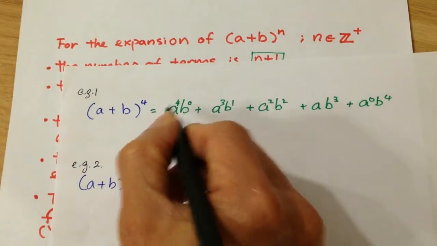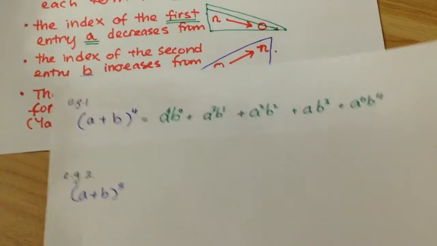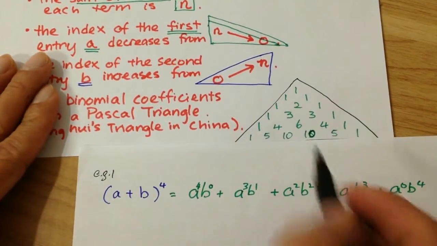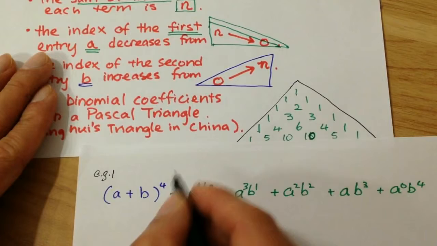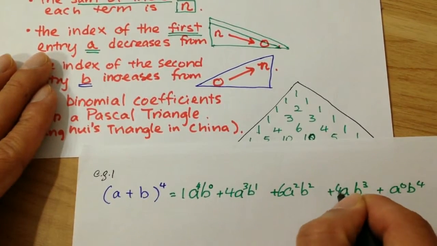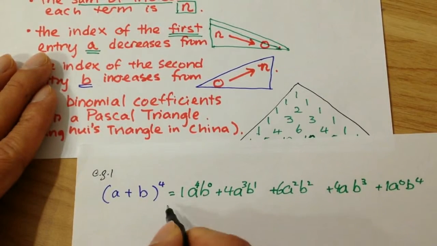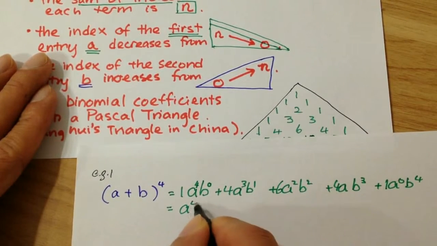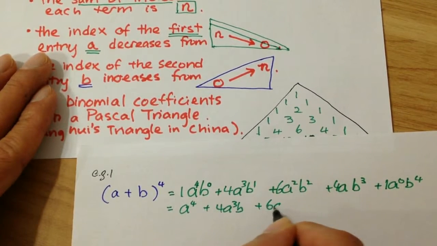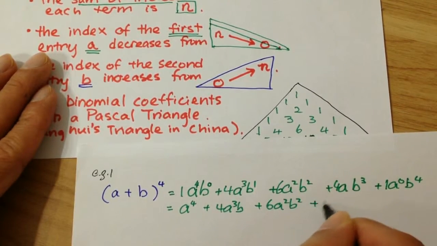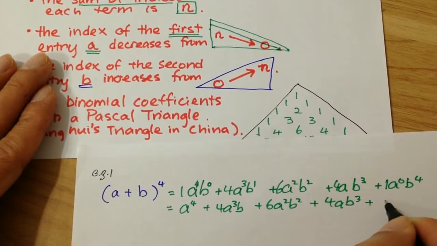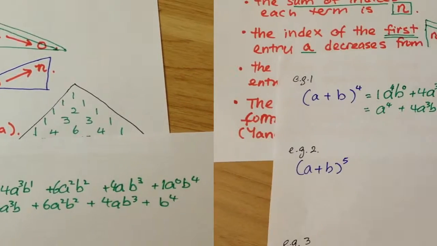Then I put in the numbers from the Pascal coefficients. In this case it is 1, 4, 6, 4, 1. I can simplify this as a to the power of 4 plus 4a cubed b plus 6a squared b squared plus 4a b cubed plus b to the power of 4.